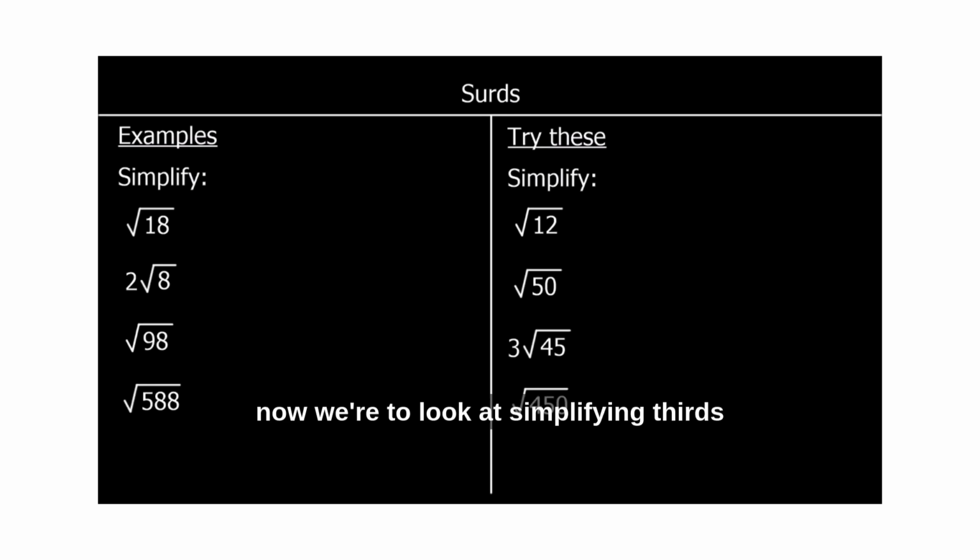Okay, now we're going to look at simplifying surds. A surd is simplified when we've got the smallest possible square root number, the smallest possible surd. So we can simplify surds by taking out square numbers.